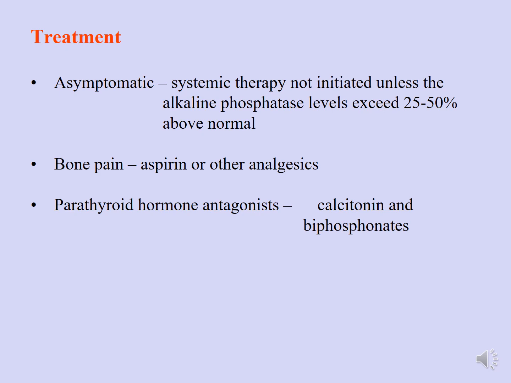So for the treatment of Paget's disease in asymptomatic patients, systemic therapy is not initiated unless alkaline phosphatase exceeds 25 to 50% above normal. Symptomatic treatment is done for the bone pain; aspirin or other analgesics are given. Parathyroid hormone antagonists such as calcitonin and bisphosphonates can also help in relieving symptoms of Paget's disease. Of course, these drugs come with other complications, which you need to be aware of.